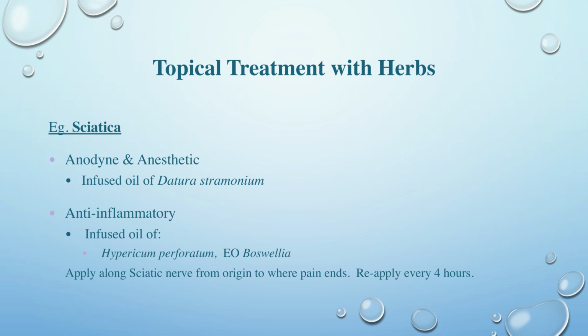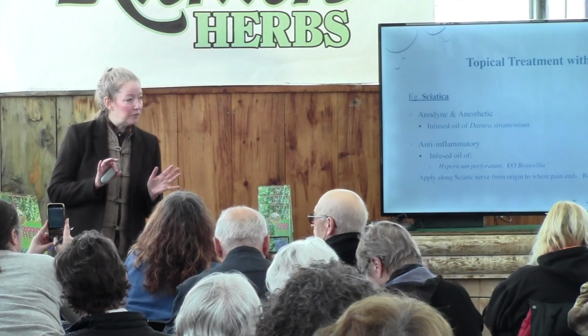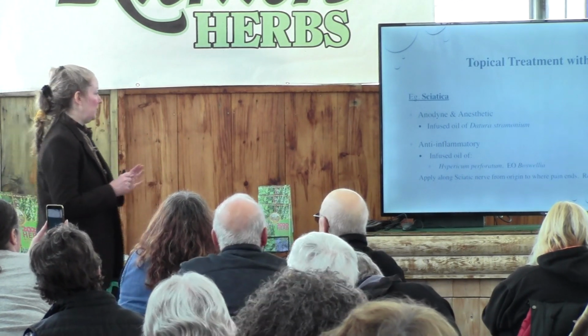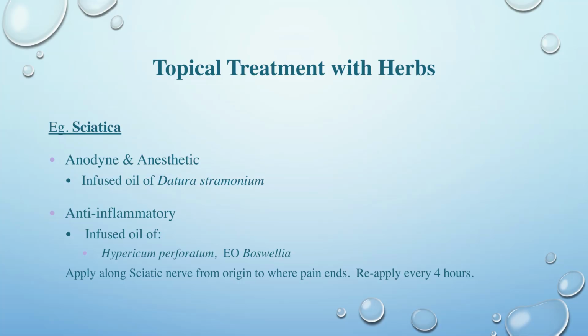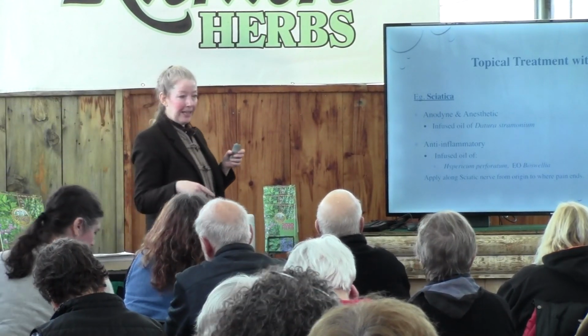Sciatica is a nerve pain where the sciatic nerve gets blocked, down the leg. And oftentimes we feel that pain all the way down into our foot. Along with changes in movement, we can use anti-inflammatory oils of hypericum, St. John's wort, and boswellia again, and apply along the sciatic nerve from the origin to where the pain ends. So we trace the nerve all the way down. That can really help. And then you want to apply that and reapply it every 4 hours.